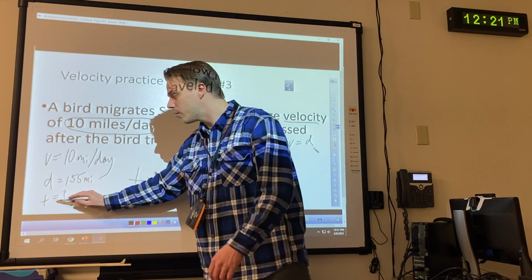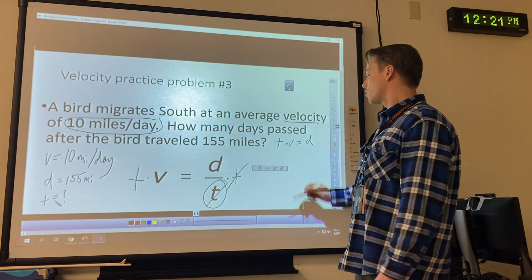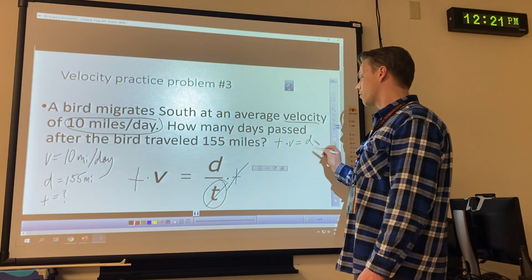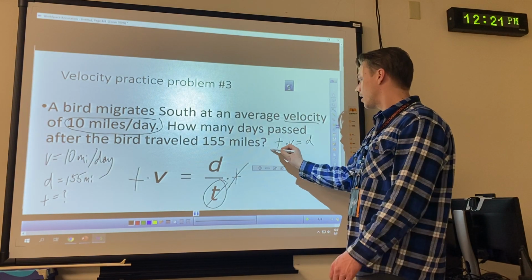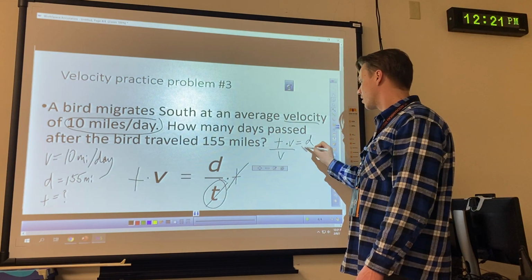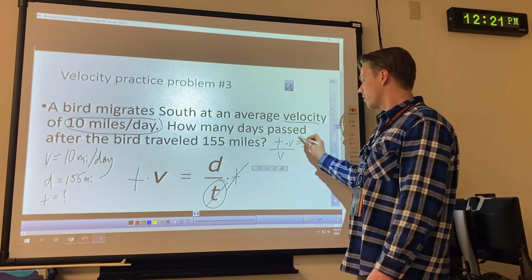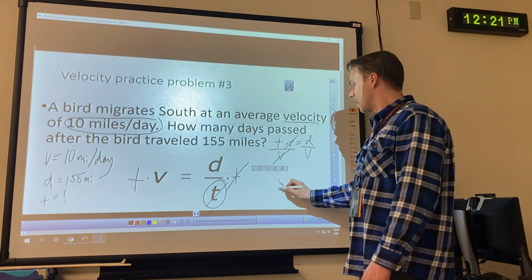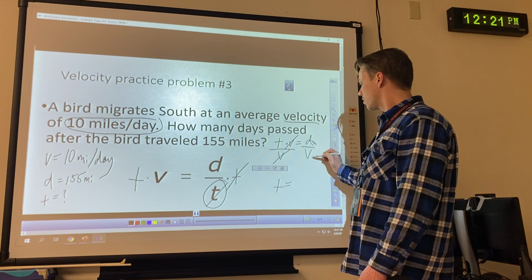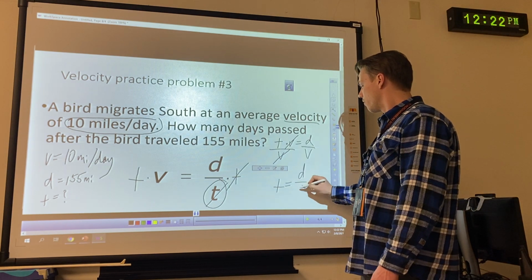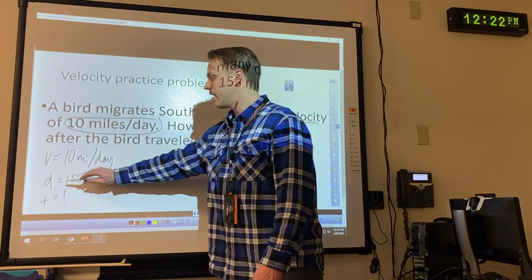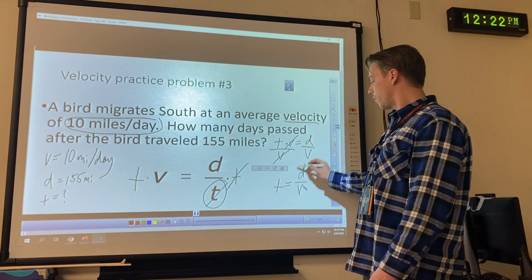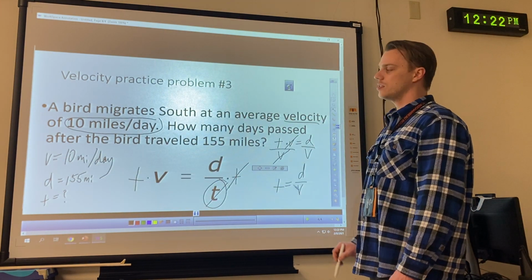What am I solving for? I'm solving for time, so that means I need to move velocity to the other side. If I multiply by velocity, in order to get it to the other side, I need to divide by velocity on both sides. So now velocity cancels out, and I have t equals d over v. Do I have a v? Do I have a d given to me? Yes, I do. So now I have one side of the equation all set up.